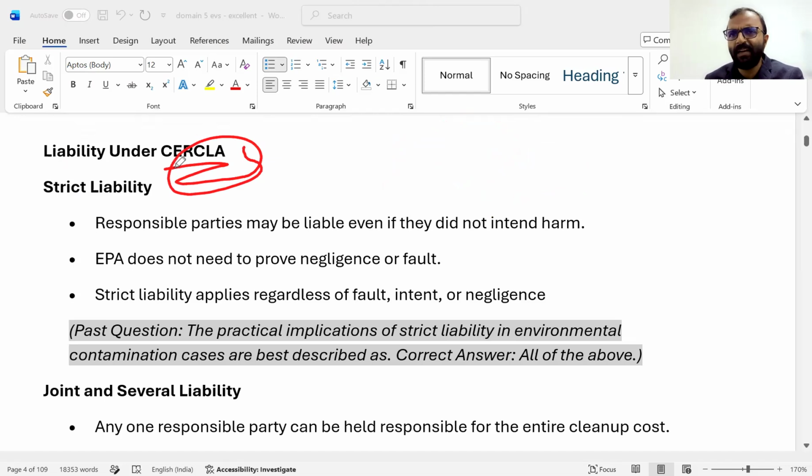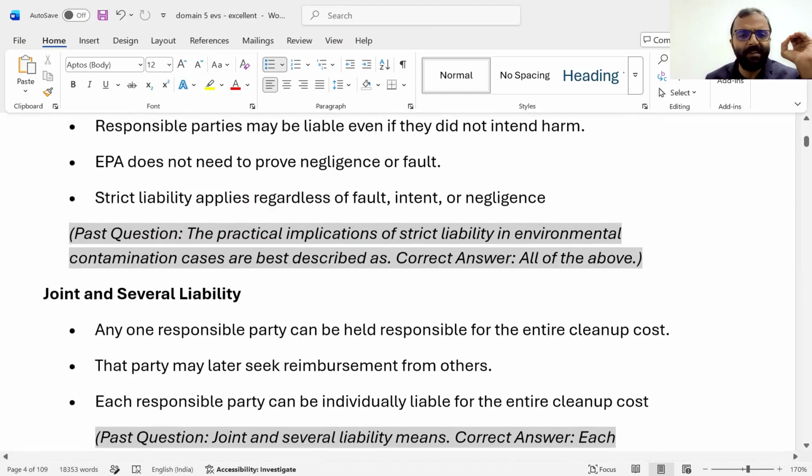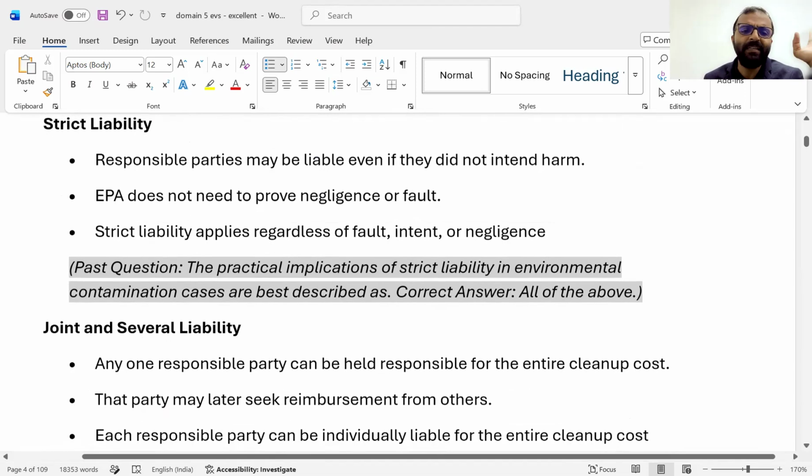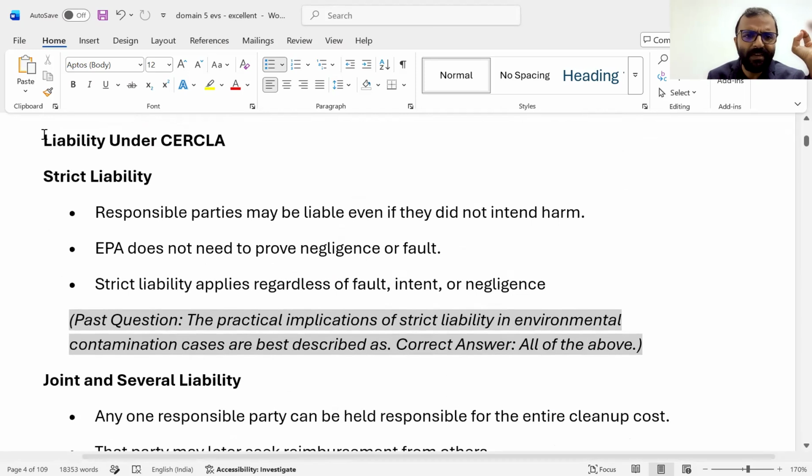In RCRA, the responsibility is on the generators. But here, who is responsible? For this, the government has introduced a liability concept: strict liability, and joint and several liability. Very very important. Both strict liability and joint and several liability are asked in exams. Now what is strict liability?